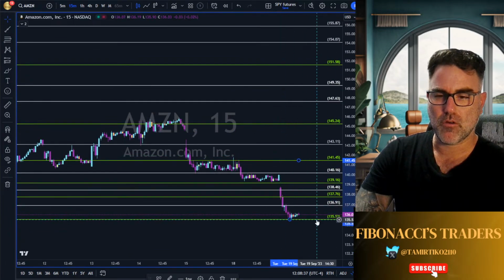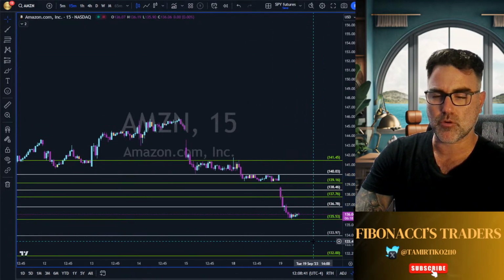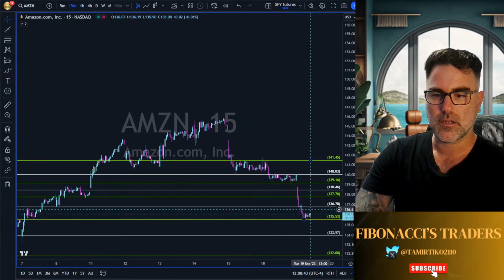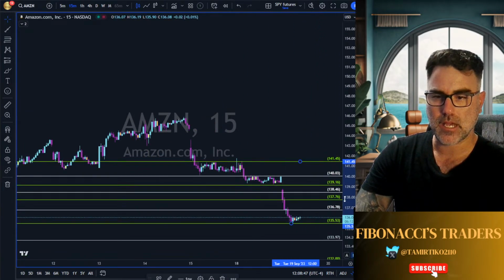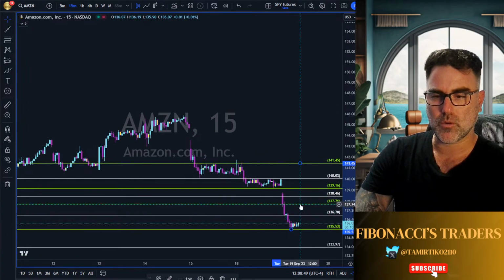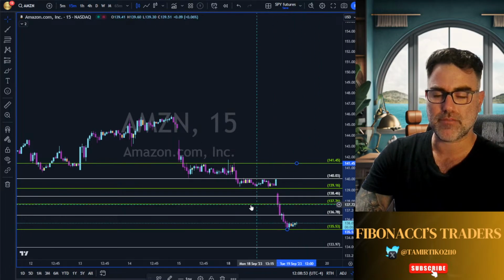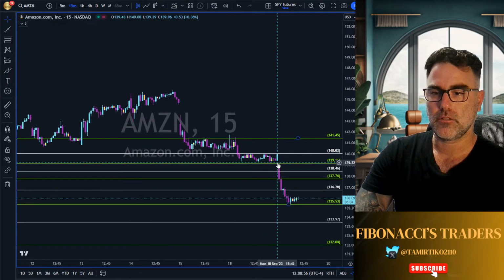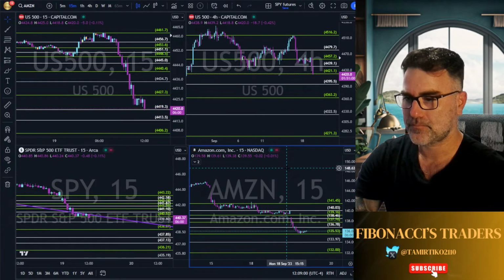Short continuation below 135.53. We can take Fibonacci to the downside. Next support will be the 134. Above 136.80, we can say Amazon is going towards 137.76. Above it, maybe towards this gap over here. What else do we have?